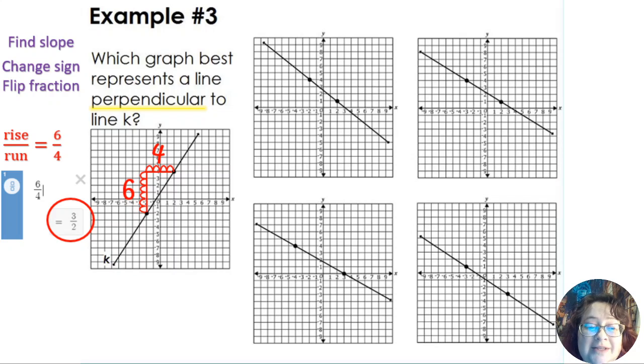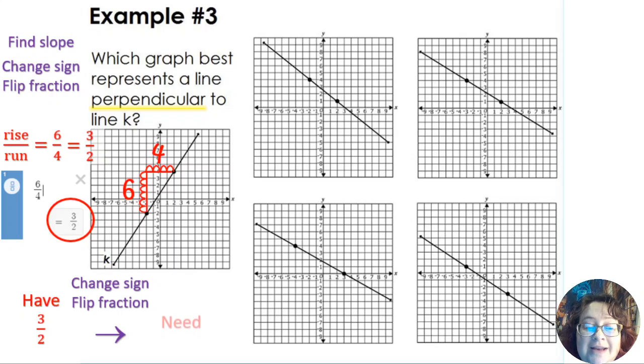And I want perpendicular. So I'm going to take that 3 over 2, that's what I have. I'm going to change the sign and flip the fraction, which will give me the slope that I need, which is a negative. It was positive, now I need negative. And I'm going to flip my fraction. 3 over 2 becomes 2 over 3. So that's what I'm going to look for in each of these other graphs.